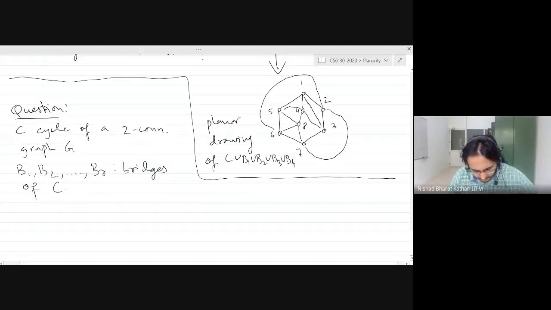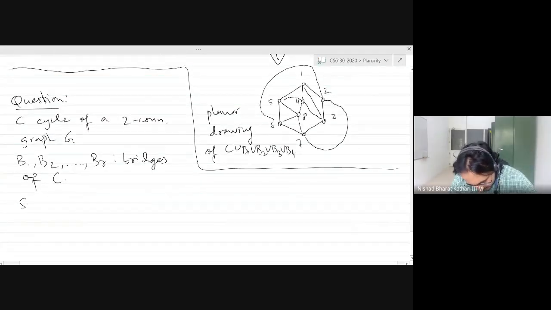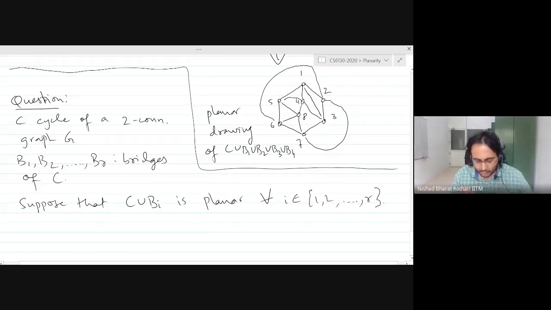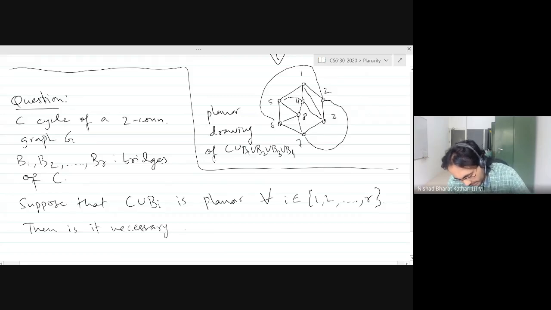Supposing I know that C union BI is planar for all I from 1 up to R. Supposing you know that whenever you take one of the R bridges along with the cycle, the graph is planar, right? Then, is it necessary that G is also planar?